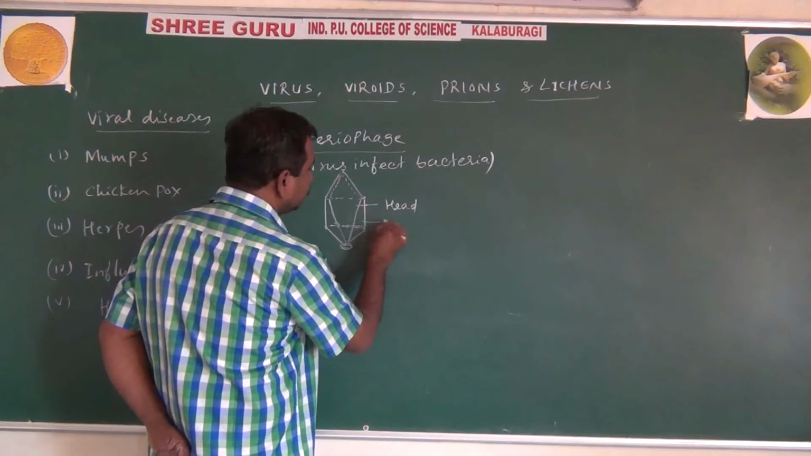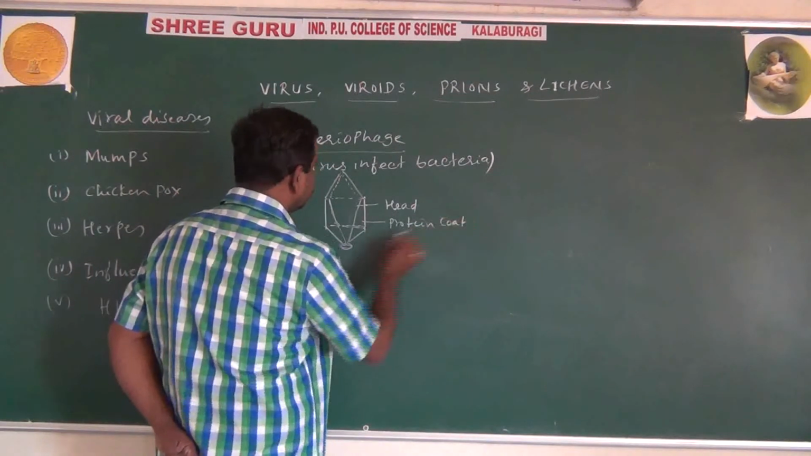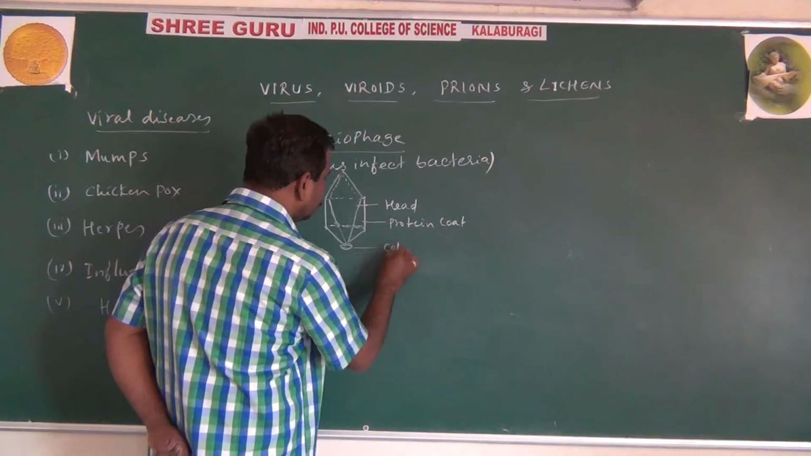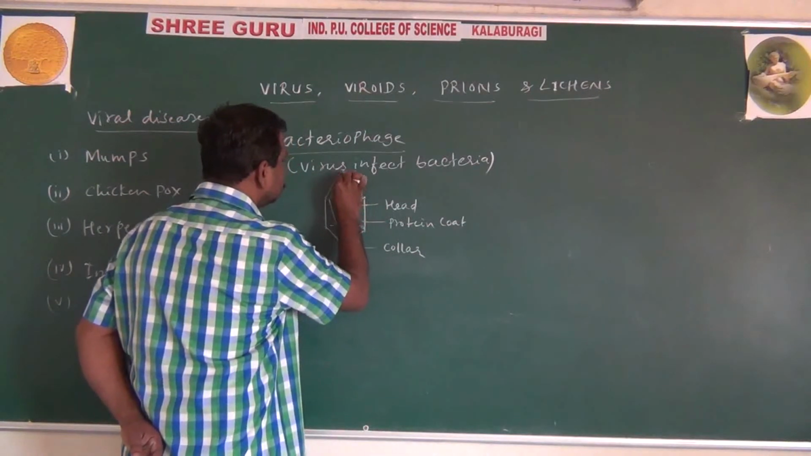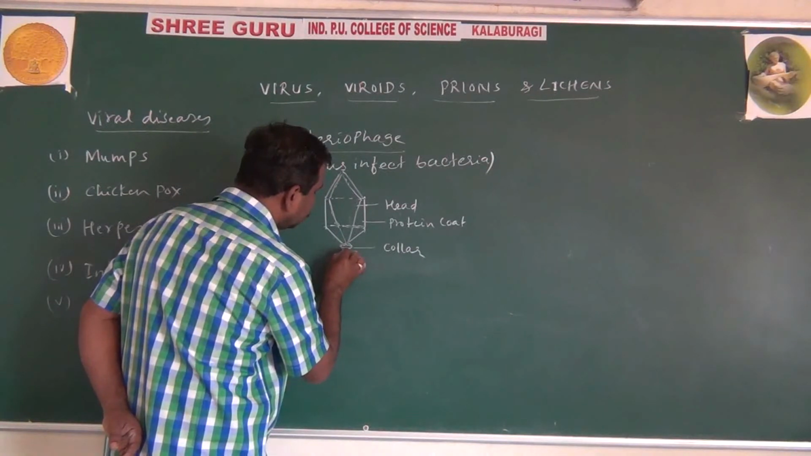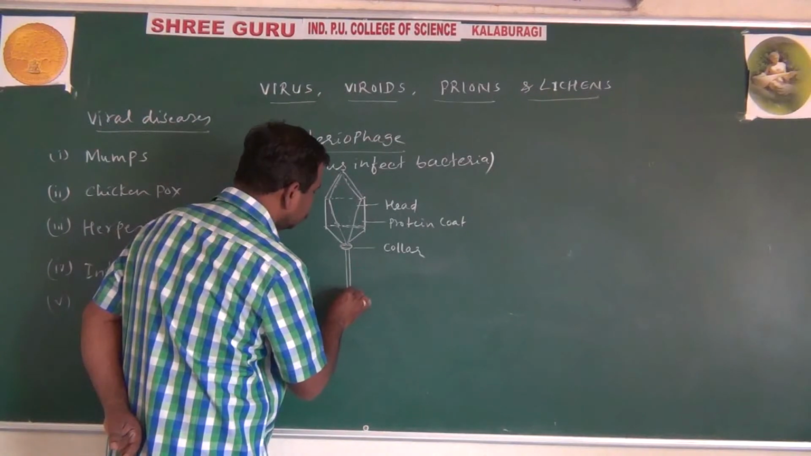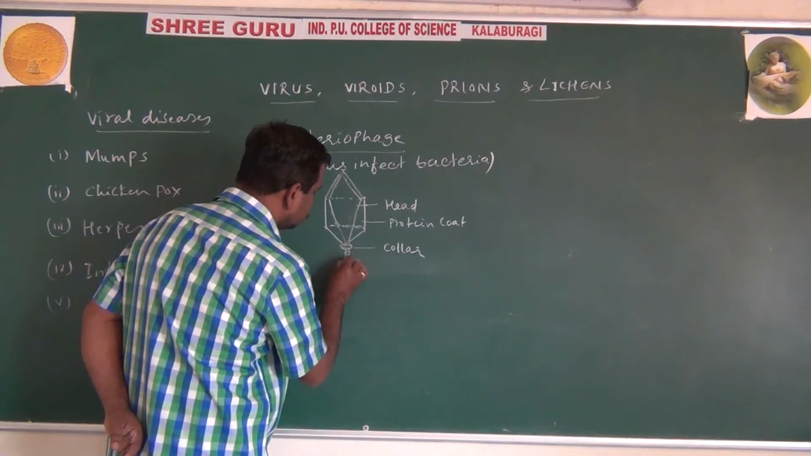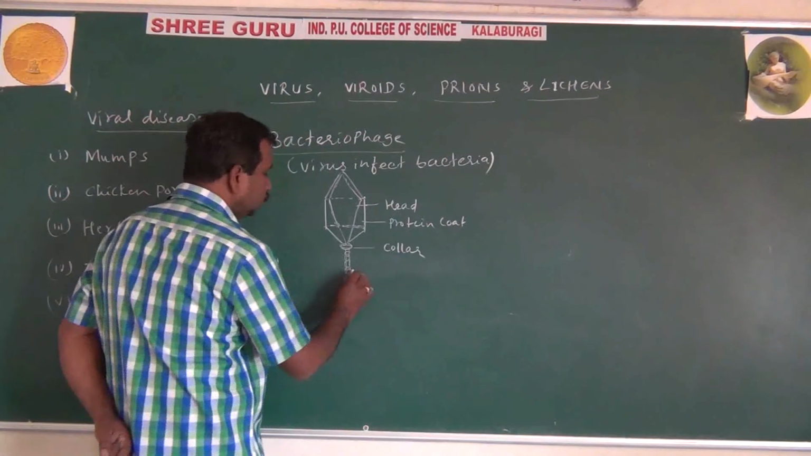This is the head structure and this is a protein coat. Protein coat. So now this is called a column. This is a sheet.